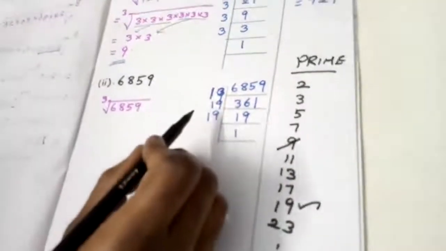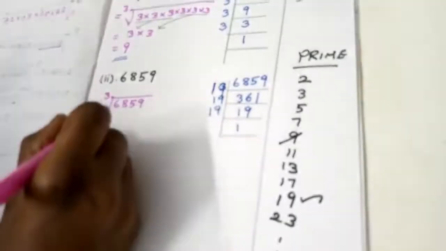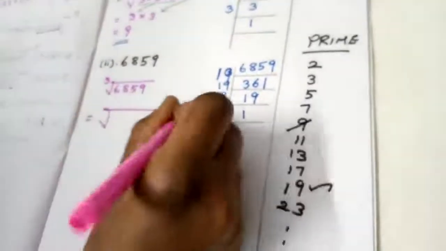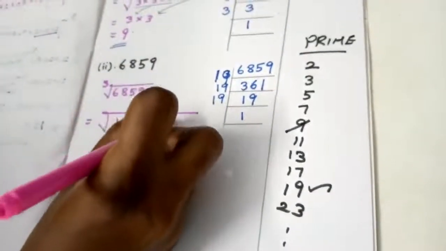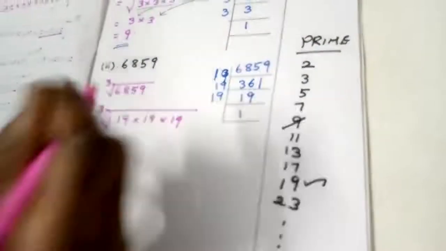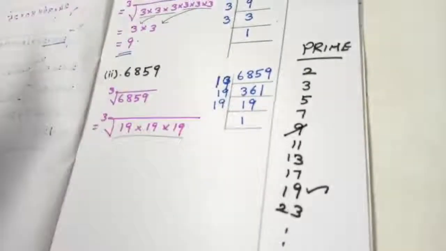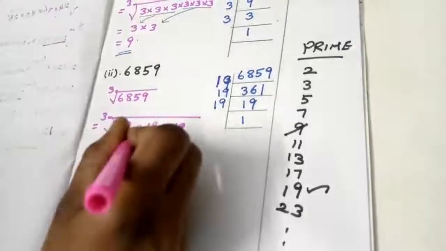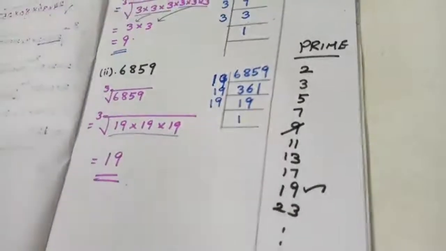What I am going to do is, now I am going to find the cube root. So this is a way of finding the cube root. How many times am I getting 19 here? 19 into 19 into 19. Cube root, write it here. How many times is 19 repeated? 3 times. From this I am going to take 1 outside, that means 19, and this is the answer, students.